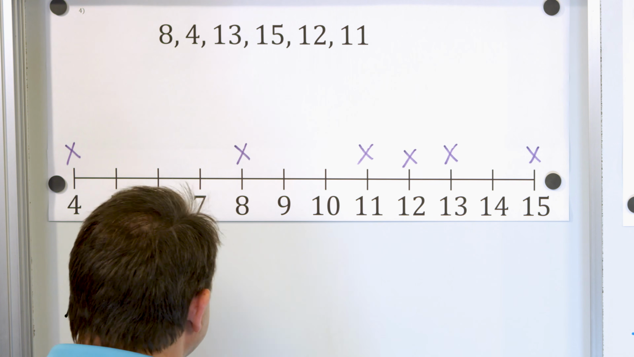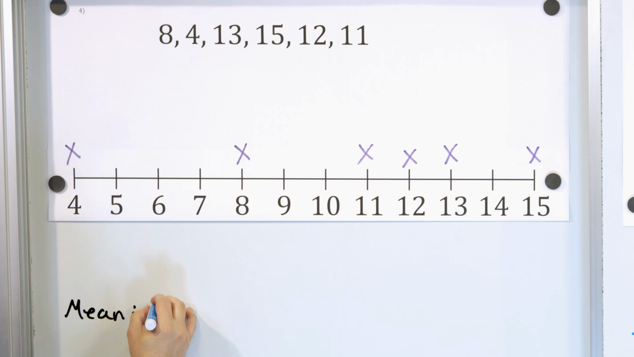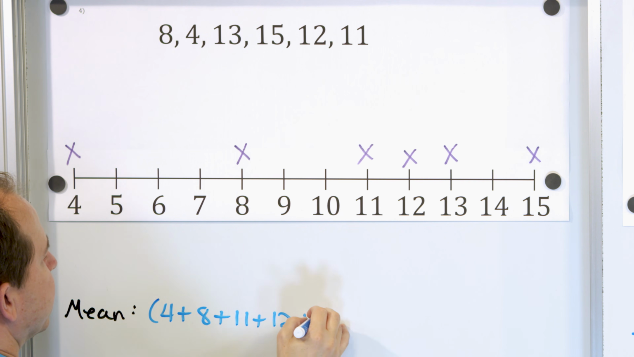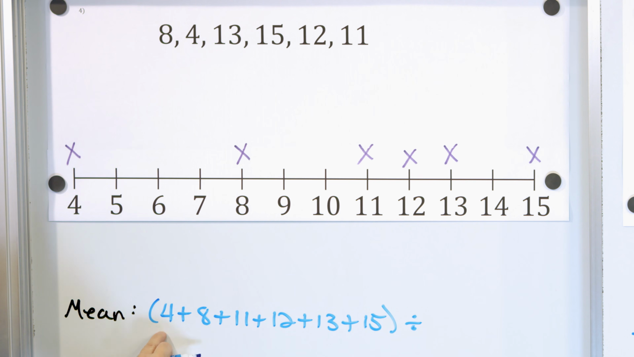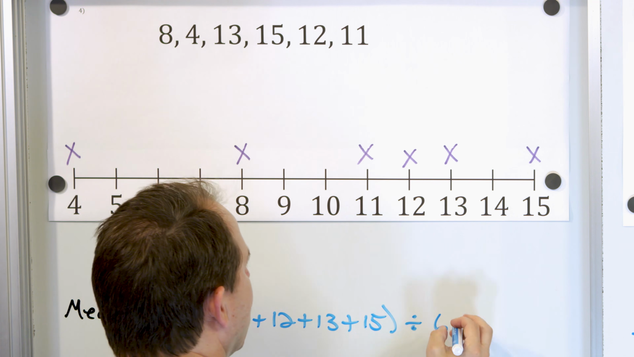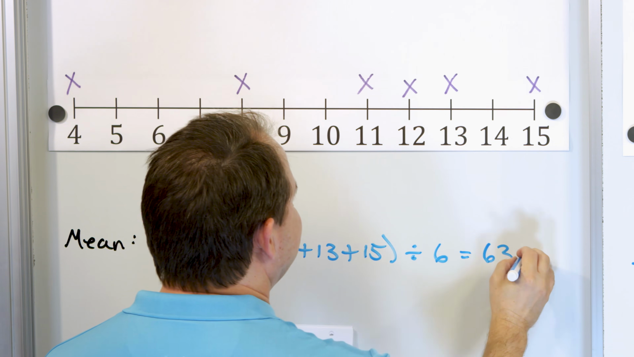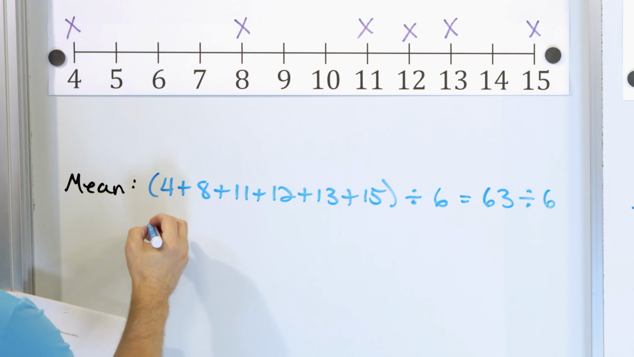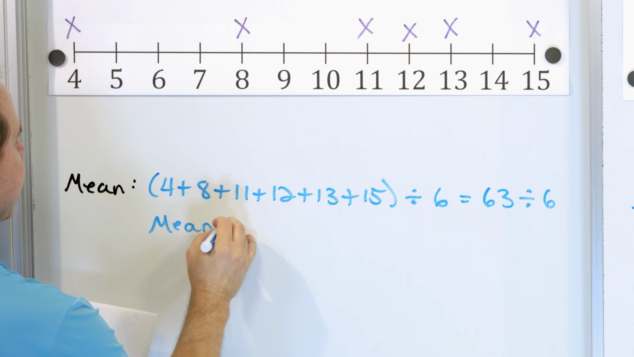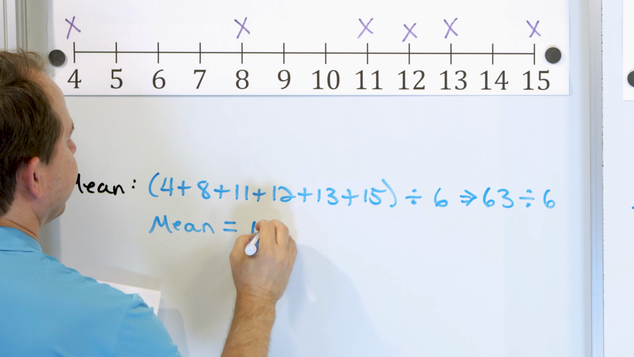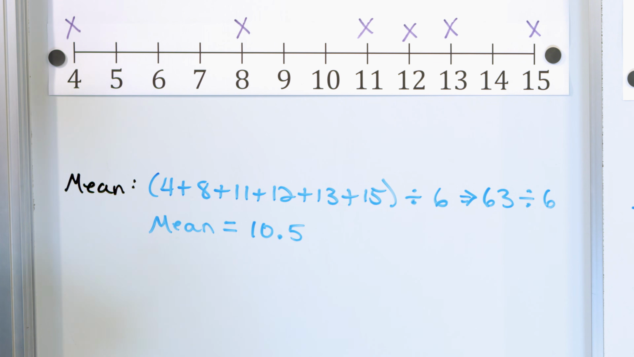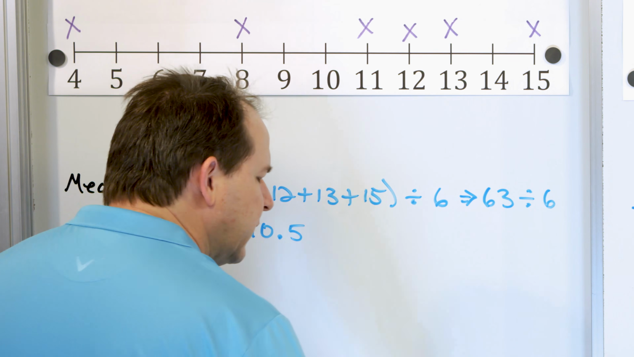How do we calculate the mean? We just add up all these numbers and divide, right? So, it's going to be 4 plus 8 plus 11 plus 12 plus 13 plus 15. We add them all up, then we divide by 1, 2, 3, 4, 5, 6. Okay? So when we add these up, we're going to get 63, and we still have to divide by 6. So the mean, when we take 63 and divide by 6, we're going to get 10.5. You can do long division on that or run it through a calculator, you're going to get 10.5.